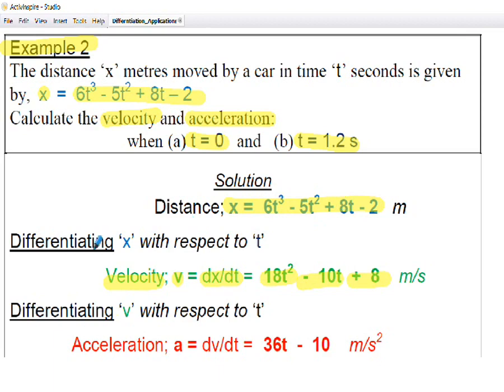And if we differentiate again, we find the acceleration equation, the a, which is dv by dt, or the second differential of x. It could be d2x by dt squared, and that's equal to 36t minus 10, and that's in meters per second squared units. And again, I'll let you look at the differentiation there. It's all standard form, all ax to the n polynomials.